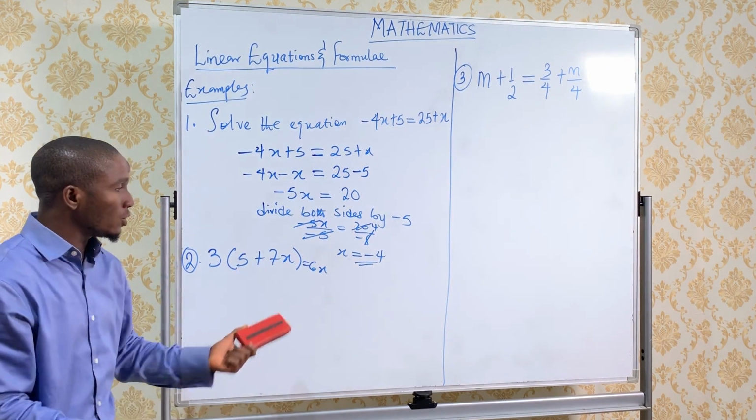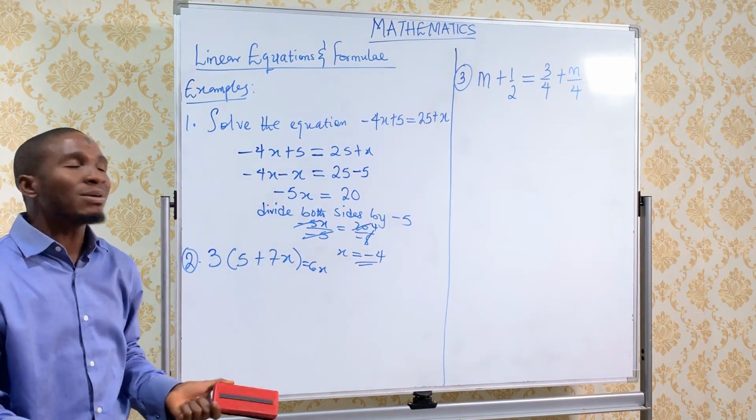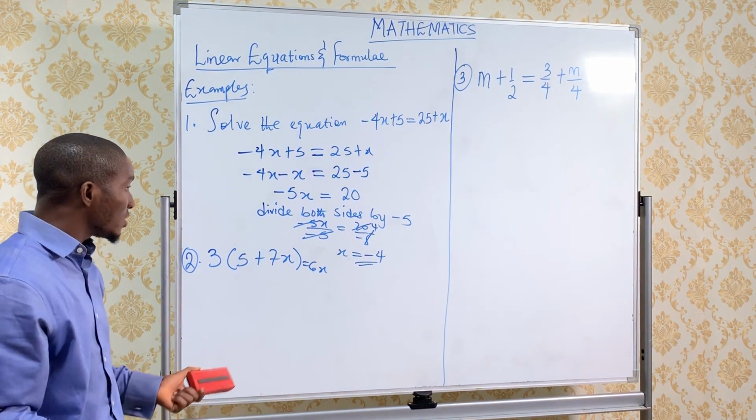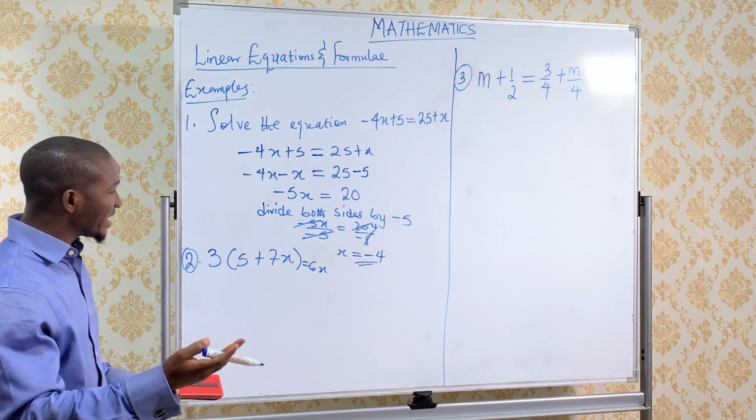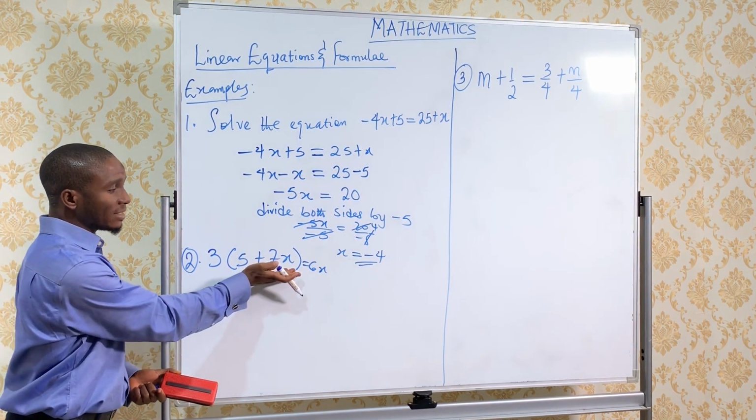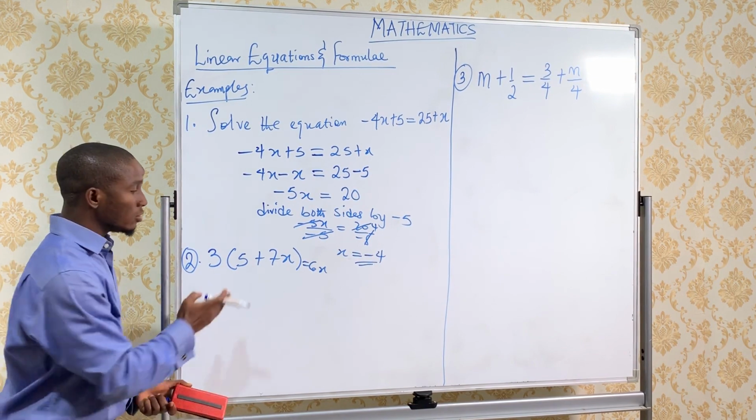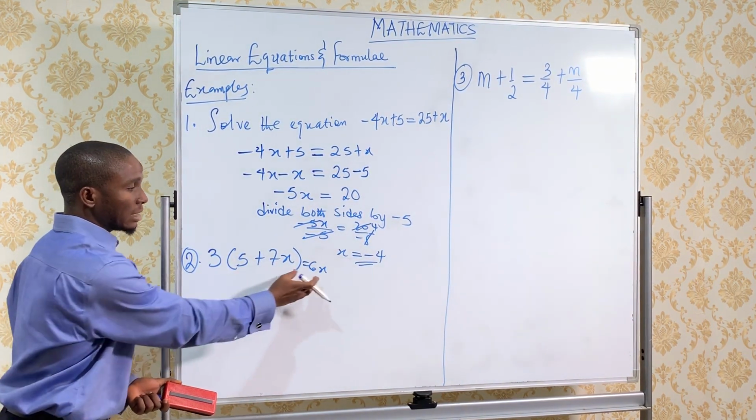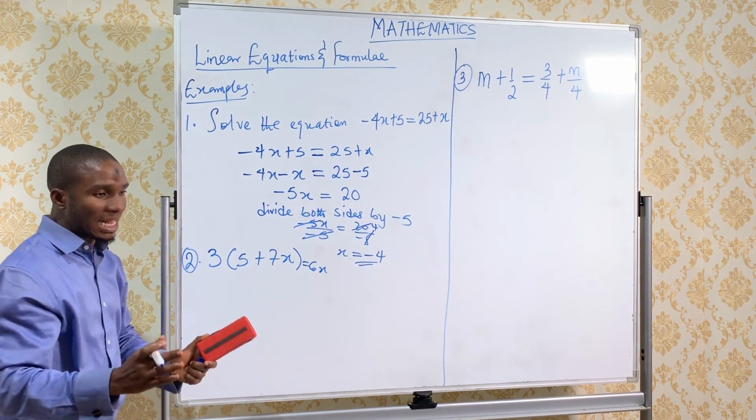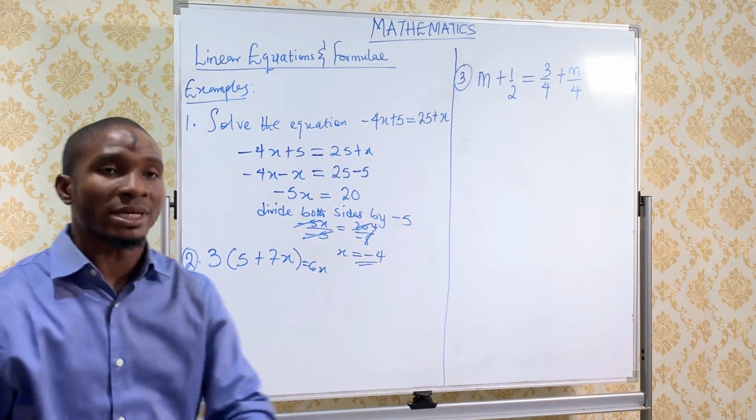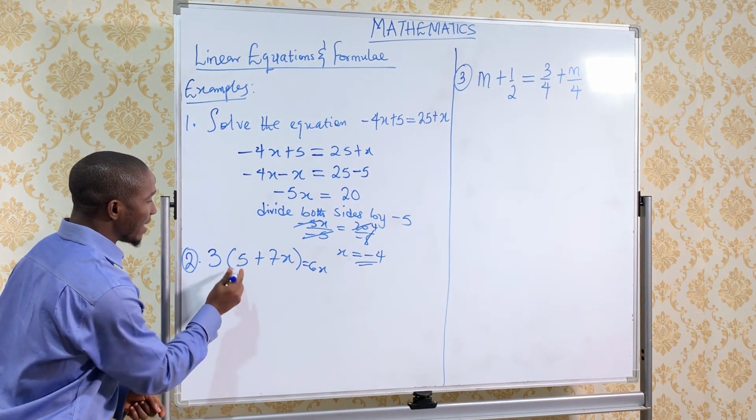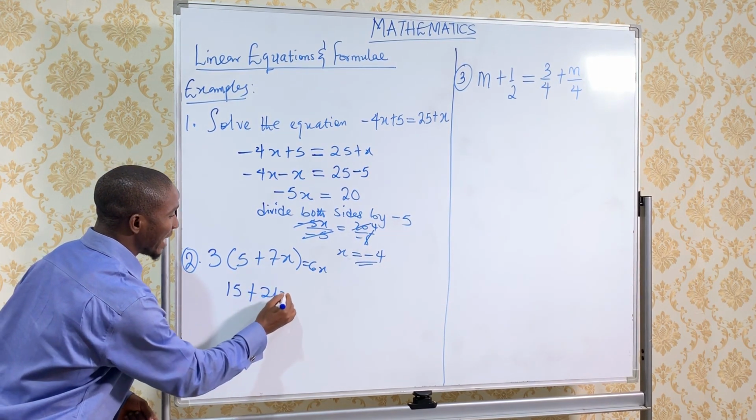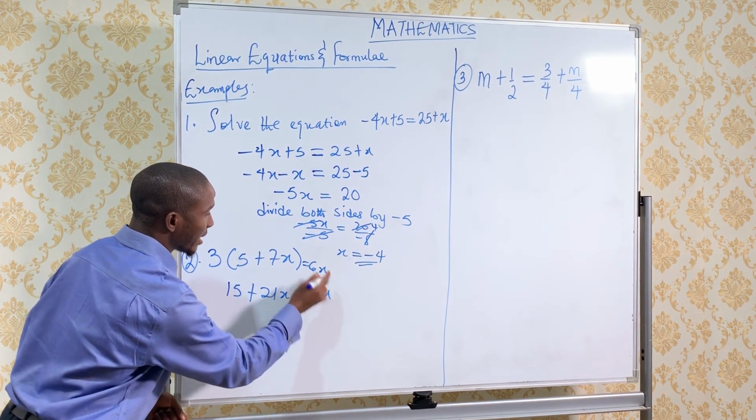Now, question 2 also is similar to question 1. The major difference between the two is just that in question 2, you have a bracket, which is very easy to eliminate. Firstly, you can use this 3 to open this bracket, or you divide both sides by 3, so that 3 can disappear here, then this will become 2x. Let's do it in a simpler way. Let's open the bracket. 3 times 5, 15, plus 3 times 7, 21x, equals 6x.